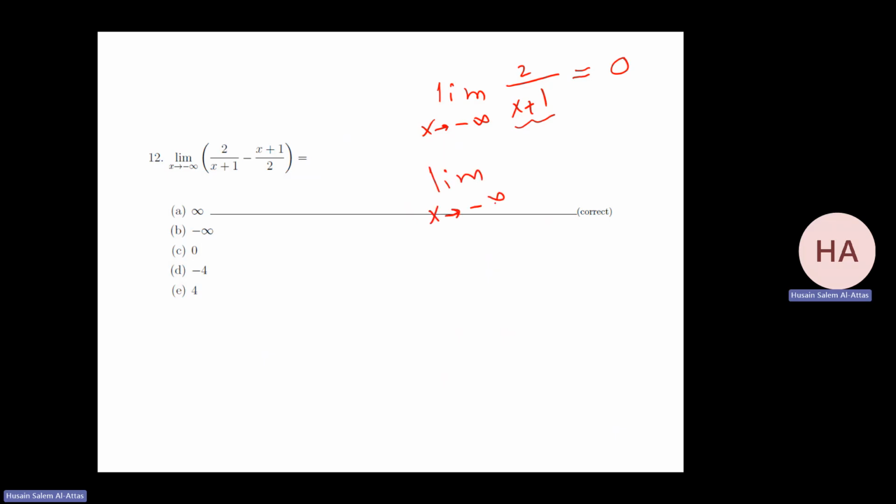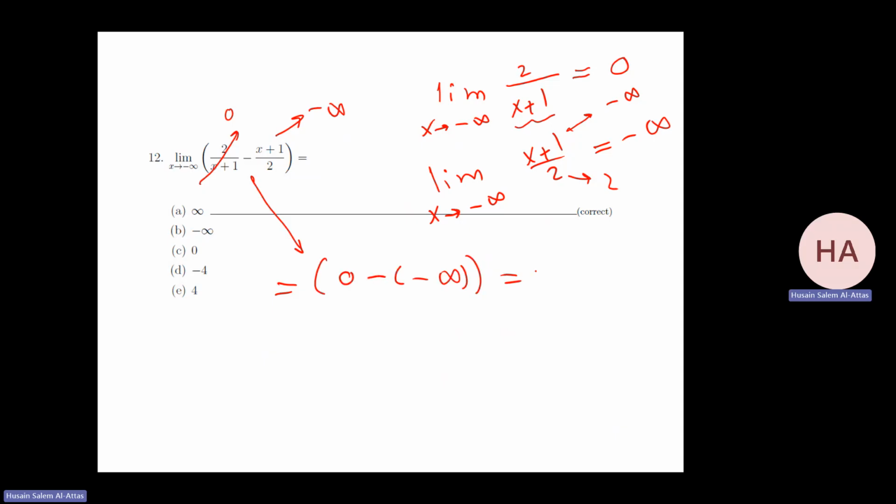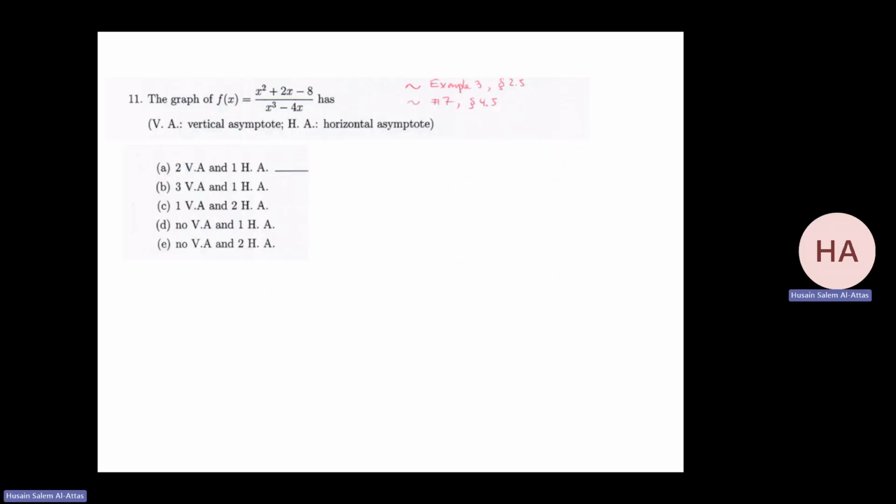Now, what will happen to the other one? Limit x goes to minus infinity of x plus 1 over 2. So what I am getting, this goes to minus infinity. This is just a number. Minus infinity over a number gives me minus infinity. So this limit will be what? This goes to 0, and this goes to minus infinity. So it will be 0 minus minus infinity, which is infinity. That will be my answer.